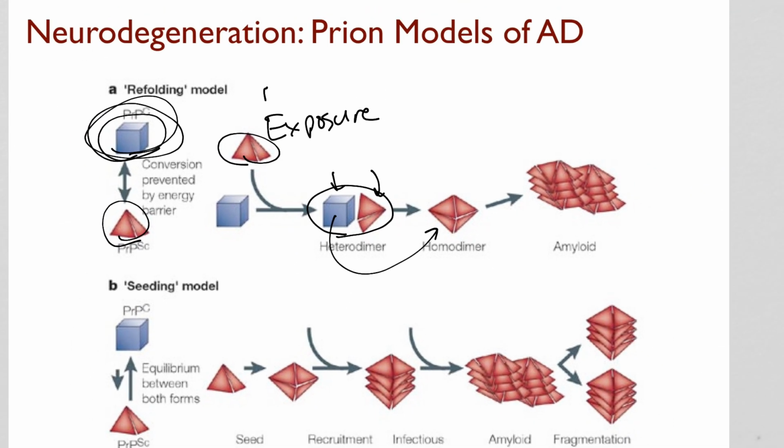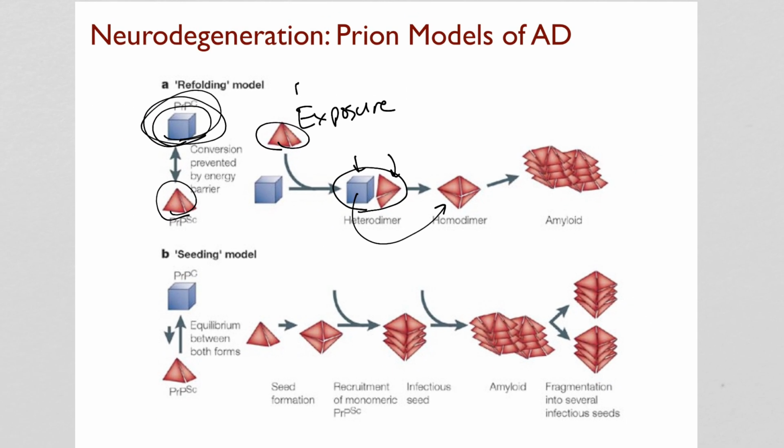And this basically leads to a snowball effect where the more prion proteins you have that have the prion shape or conformation, the more they can bind to and convert the healthy proteins into even more of the prion form. And pretty soon they spiral out of control and you get these big masses of protein that are called plaques.